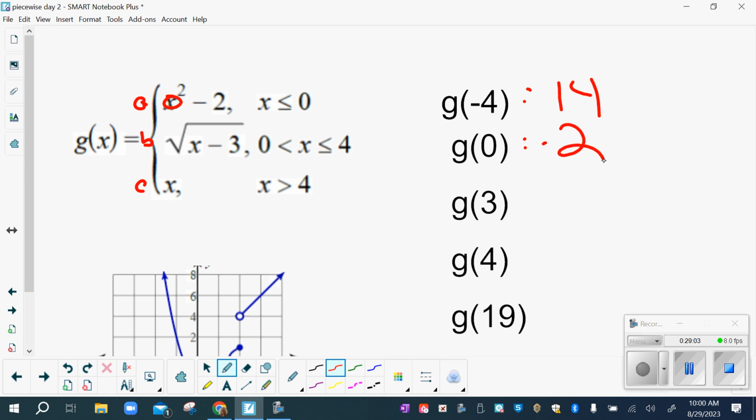How about if I am plugging in the number 3? Which one do I use for that guy? B, right, because it's in the middle here. So 3 take away 3 is just 0. Nice and easy.